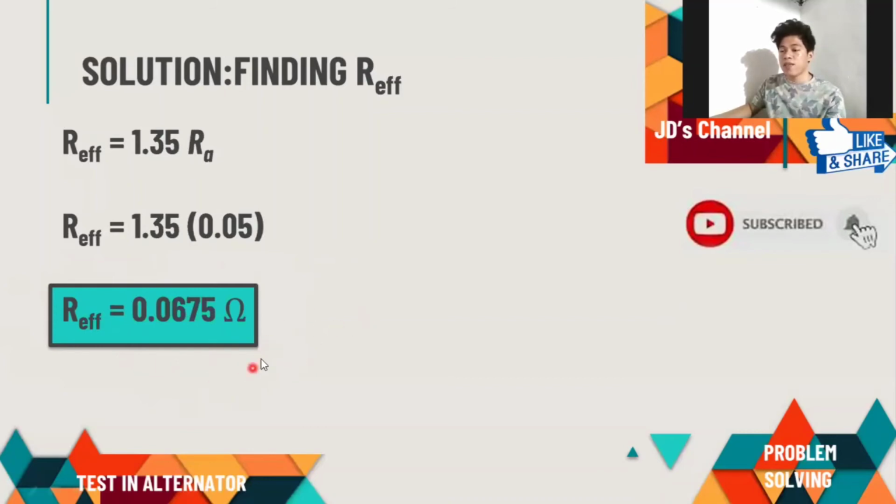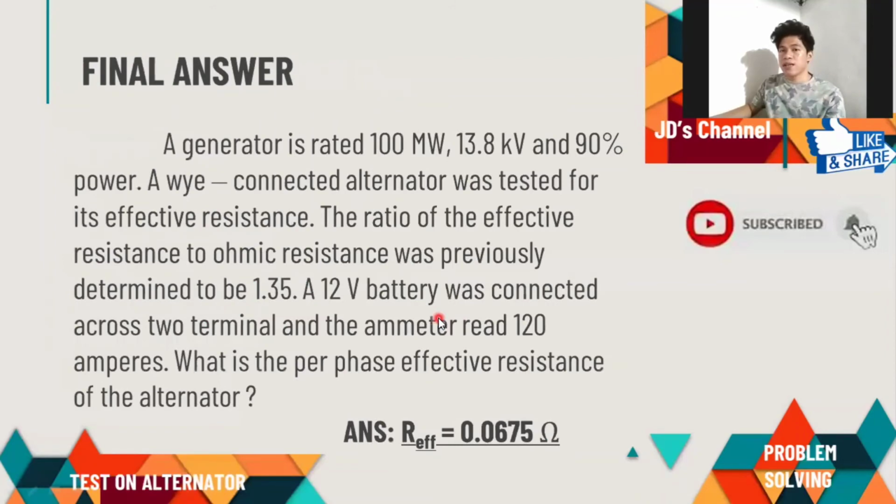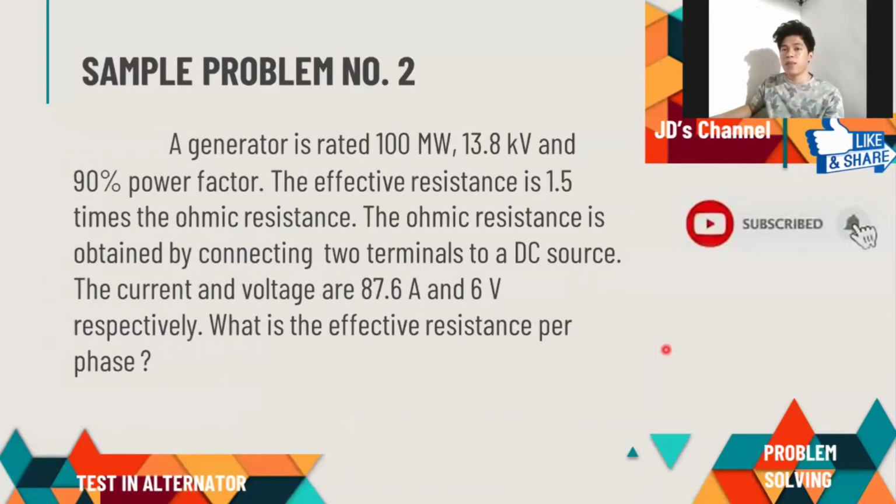So let's check if we have the right answer. Is our answer correct? Check. For the final answer, we get the effective resistance of the alternator, that is 0.0675 ohms. So we are correct, class, for our computation. And then next, we have the sample problem number 2.